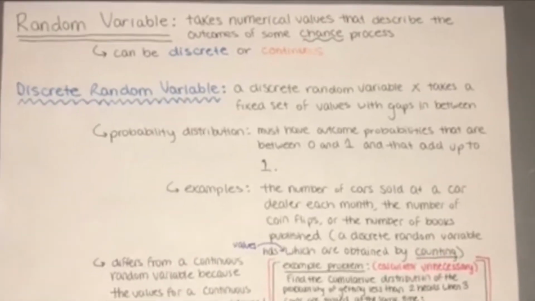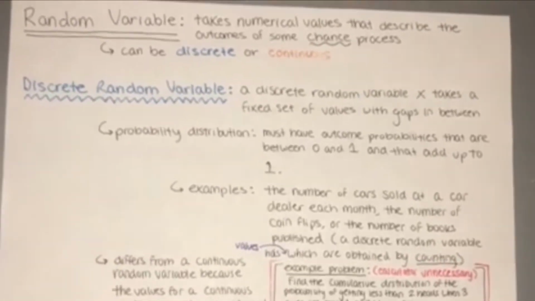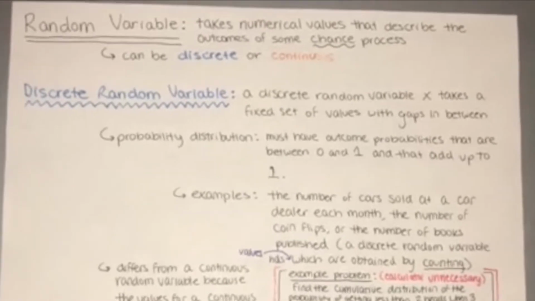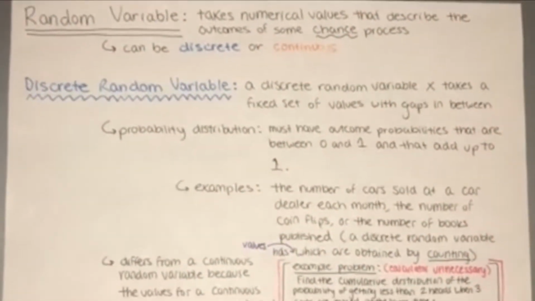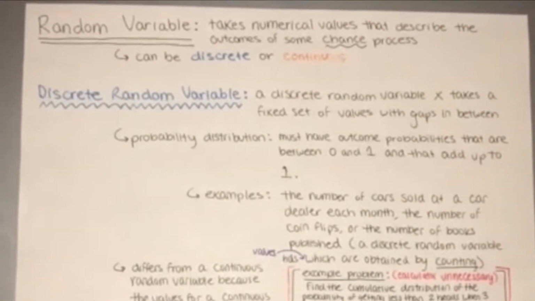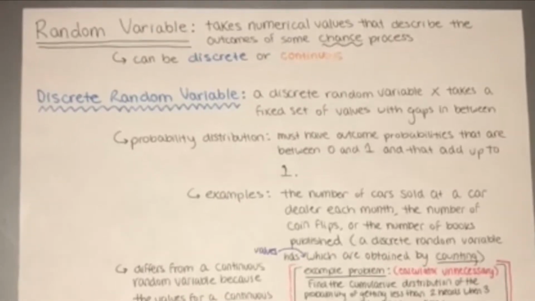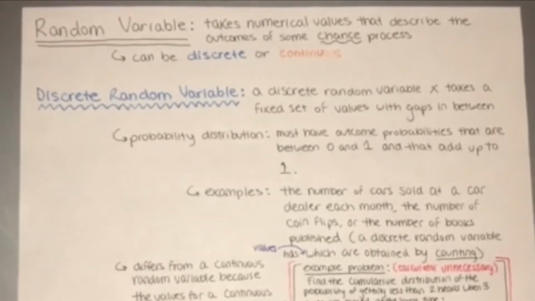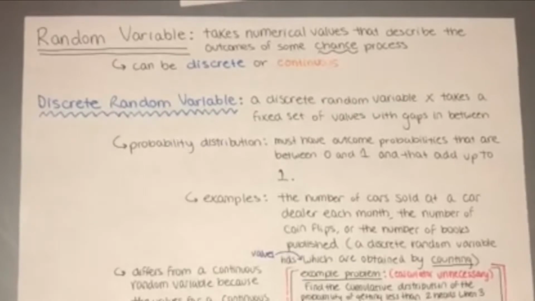A random variable takes numerical values that describe the outcomes of some chance process. They can be discrete or continuous, but today we're going to talk about discrete random variables. A discrete random variable X takes a fixed set of values with gaps in between. The probability distribution must have outcome probabilities that are between 0 and 1 and that add up to 1.